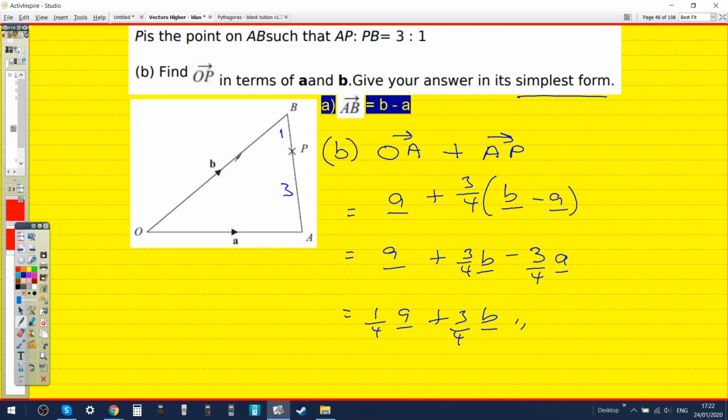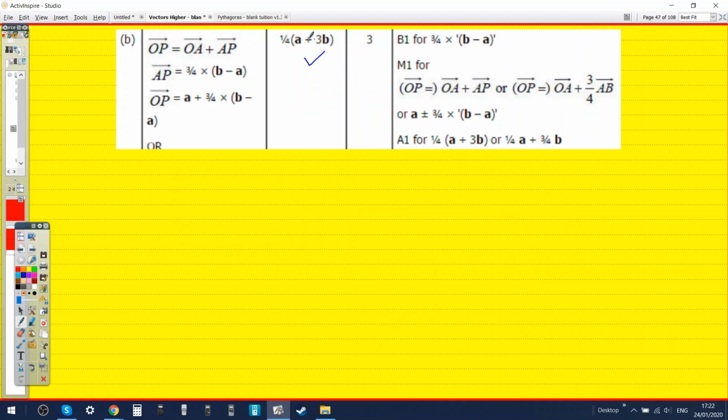You get the same answer if you did it the other way. It's just that because you're going the opposite direction, you'd have to change it, like you'd have to multiply it by minus a quarter. And it's better to just use your earlier answer. Okay, 1/4 A plus 3/4 B. That's not the simplest form. Your way is better. Let me just see this. A1. Yeah, so they're being lenient. They're giving you the marks for either.